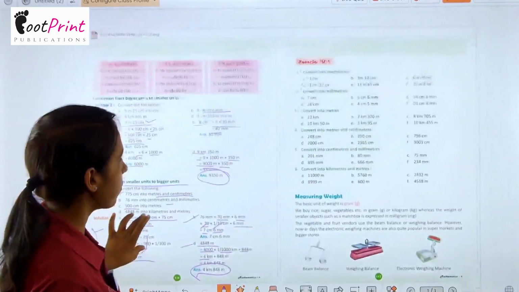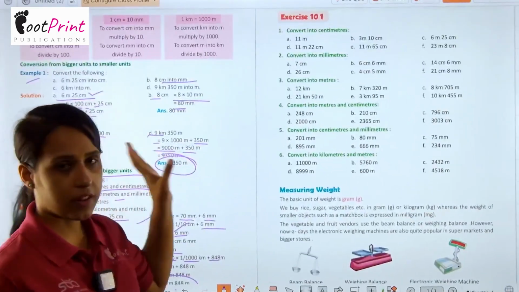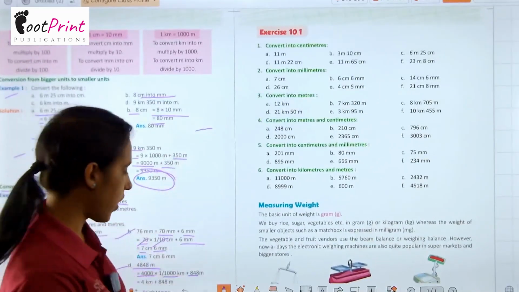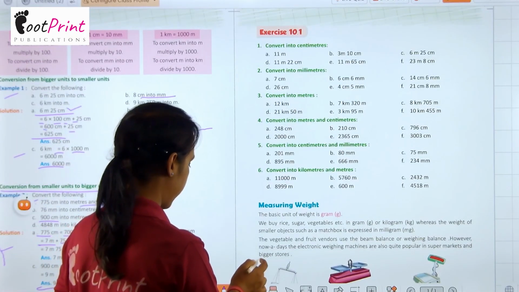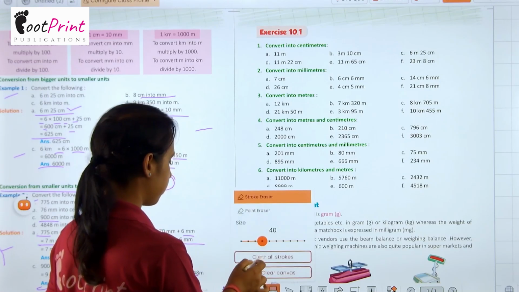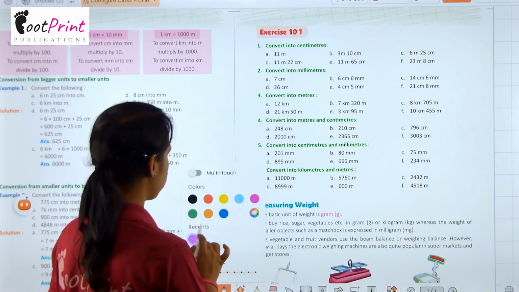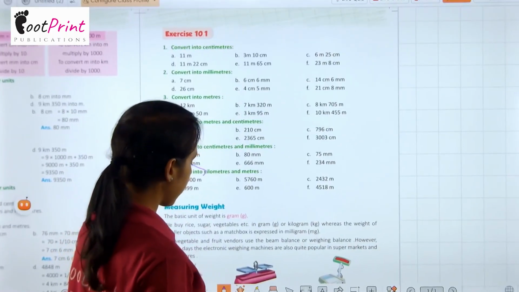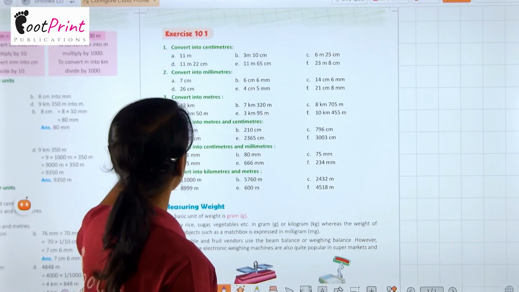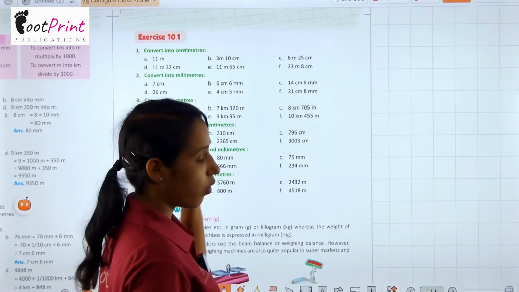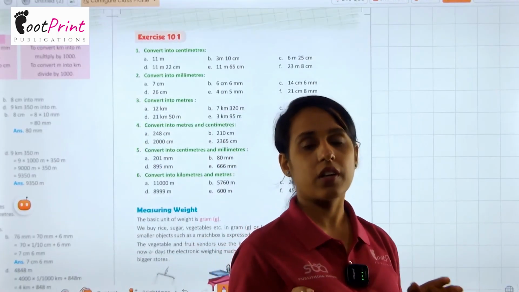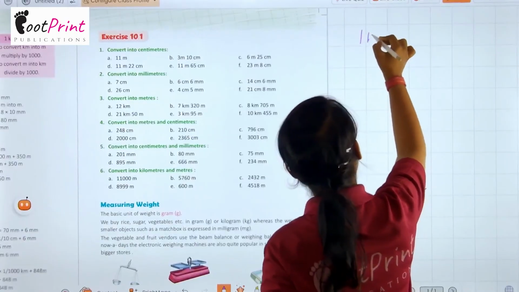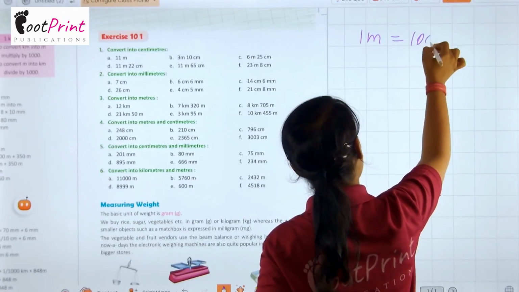Okay. So on the basis of these units of length, we have exercise 10.1. Let's solve it here. Okay. So here the first question is convert into centimeter. We have to convert the following numbers, or we can say given units, into centimeter. As we know, 1 meter equals 100 centimeter.